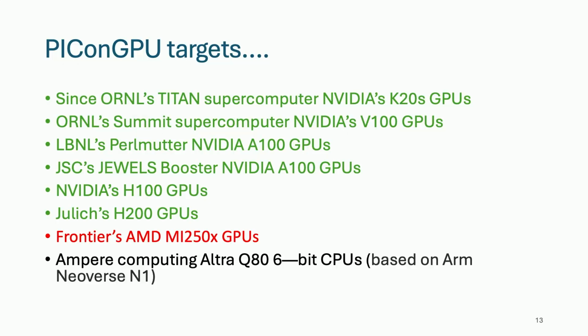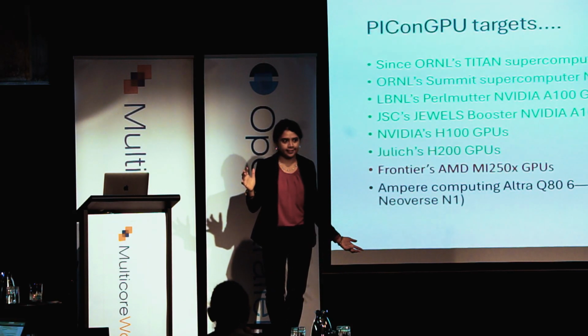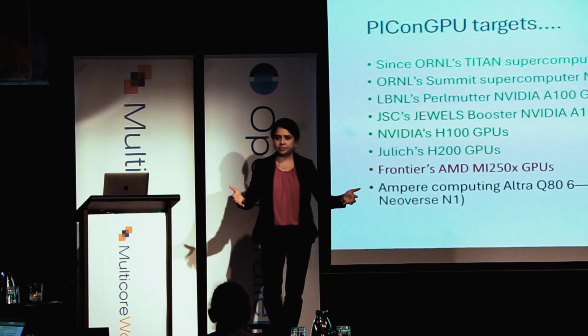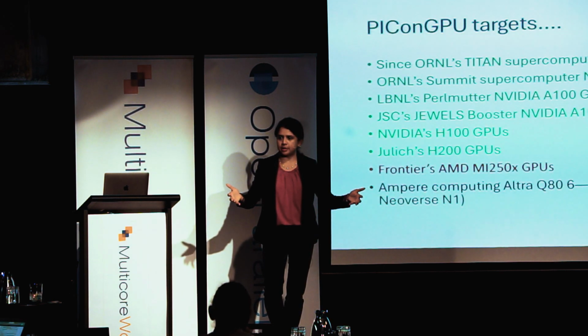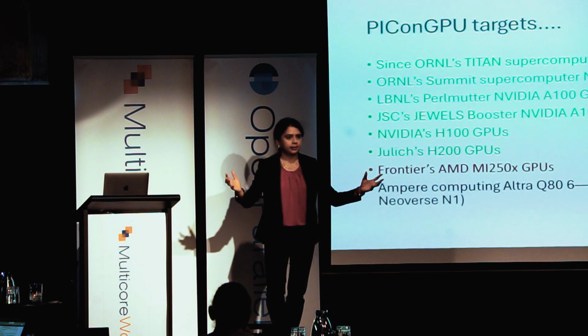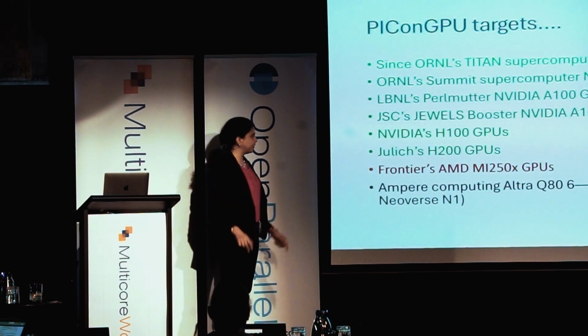The PIConGPU code has a good history of having run from Titan K20s to V100s to A100s, all the way to a couple of nodes of Hopper 100s, 200s. So it's all a green system. And now you're throwing it at about 38,000 AMD MI250X GPUs, and you're saying, let it run, right? So the fun part is, how do you get it to run?